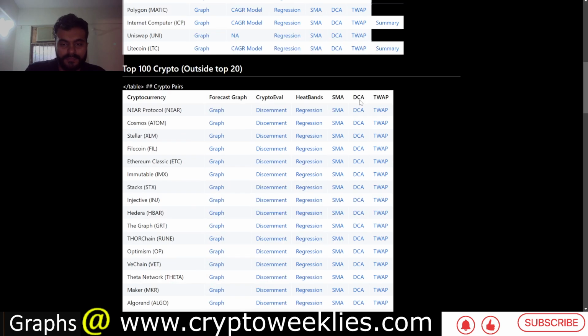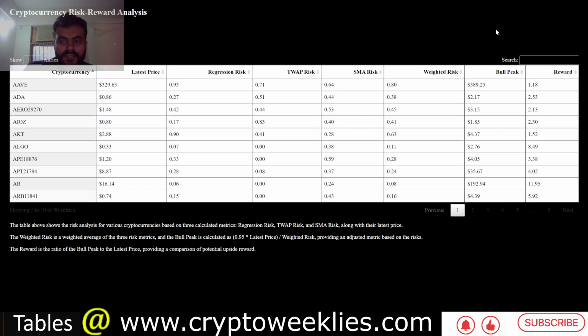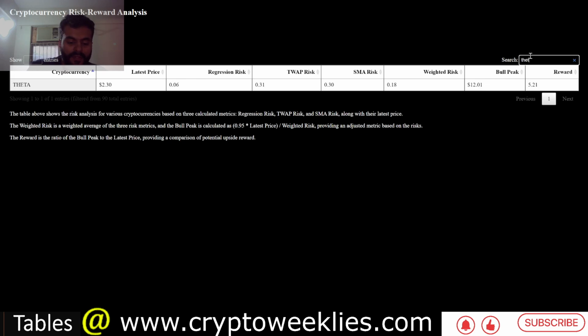As a composite of all the three scenarios that we saw in terms of accumulation, as well as the latest price, the weighted risk is at around 18%, and the estimated bull run target for Theta per this model is at around $12, representing a reward of about 5.2x from the current price. And this is a risk reward based analysis for Theta. And with that, I will conclude the video. Most of the confluence is at Theta's bull run peak between $14 and $16, with the lower end of the forecast at around $12.